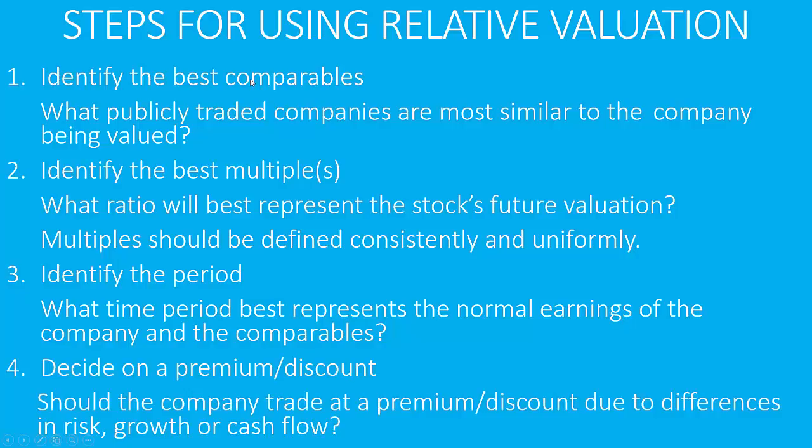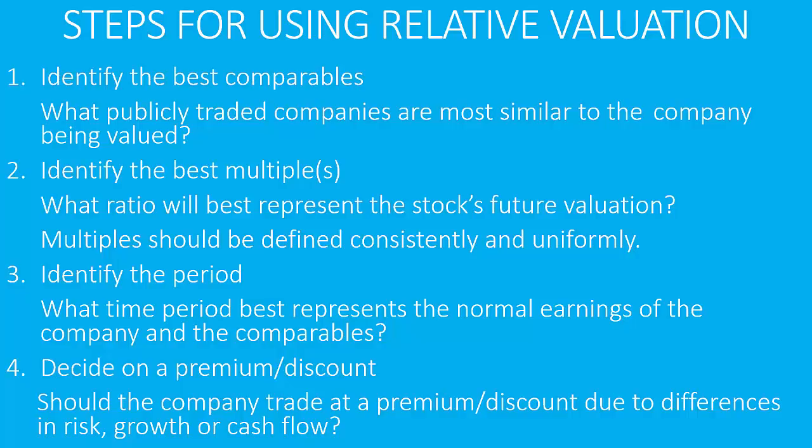Step 4 is to decide on a premium or discount. Should the company trade at a premium or discount due to differences in risk, growth, or cash flow? If a company has higher margins, they're expecting higher growth because of a new division they're starting, or they're better able to turn sales coming in into cash flow that's available for distribution to the stockholders, this company might very well deserve a premium or a discount to the comparables that you've identified. So those are my 4 quick and easy steps.